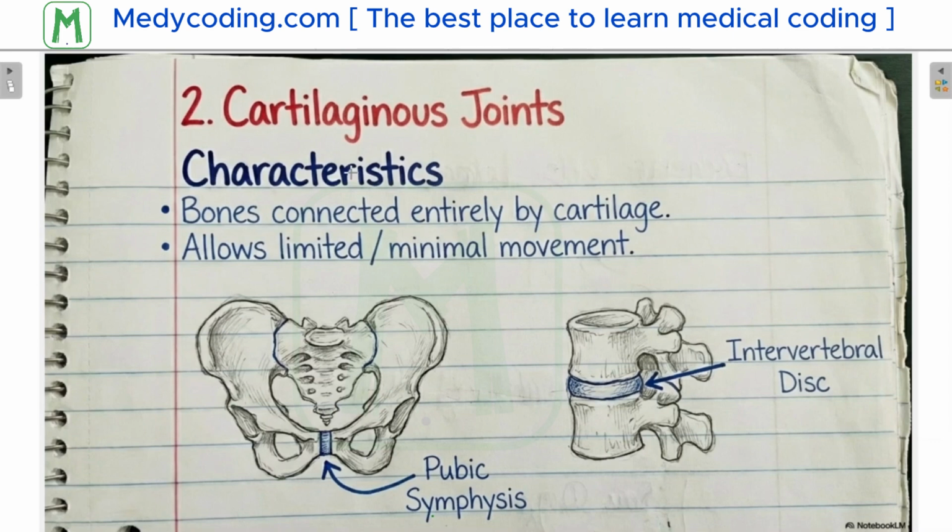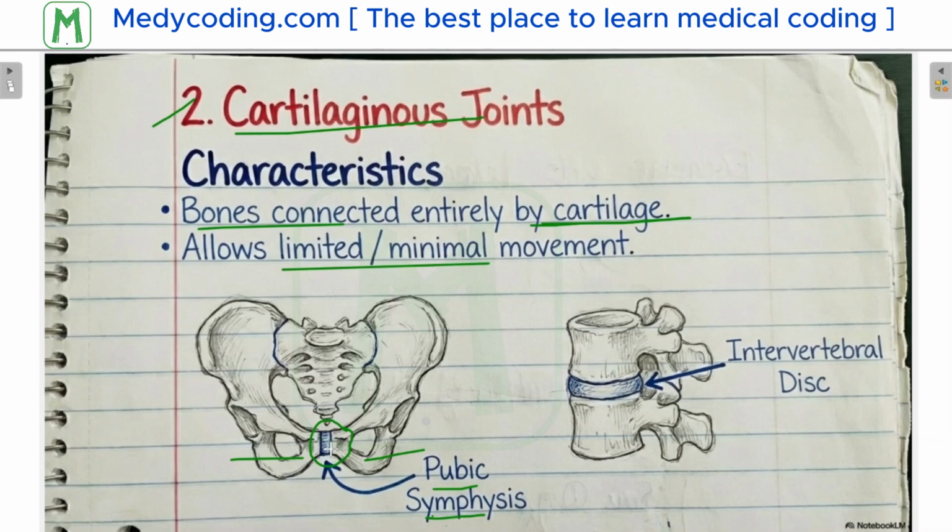The next joint is the cartilaginous joint. In a cartilaginous joint, the bones are connected entirely by cartilage. They allow limited movement, or you can say minimal movement. In this image, you can see this is the pubic symphysis joint. This is a cartilaginous joint because the right and left sides of the pubic bone are connected by this cartilage.